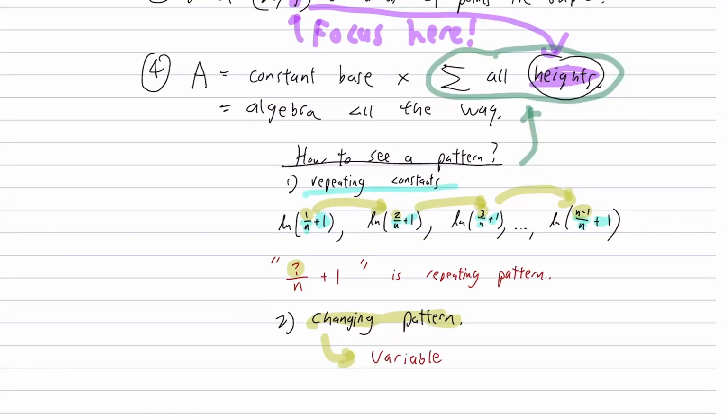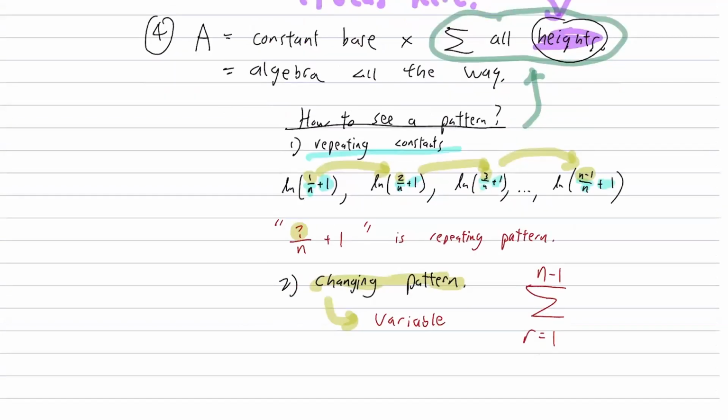And I usually call this r equals 1 to n minus 1. This r here is what I call the running parameter. Running. Can you see? It's like a rabbit that's running around, hopping and hopping. It runs from r equals 1 to n minus 1. It just increases and increases.